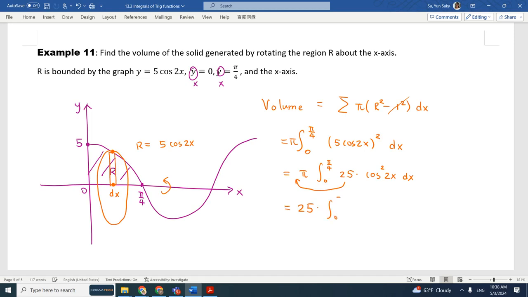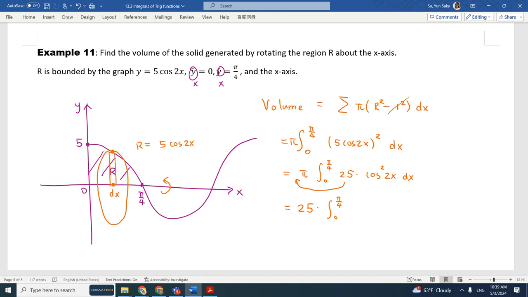But then how do we integrate cosine squared 2x? Do you have a formula for cosine squared? No. You have a formula for cosine x, but not squared. And we cannot be creative. We cannot say it's the integral of cosine and then we square it. That's wrong. This is not true.